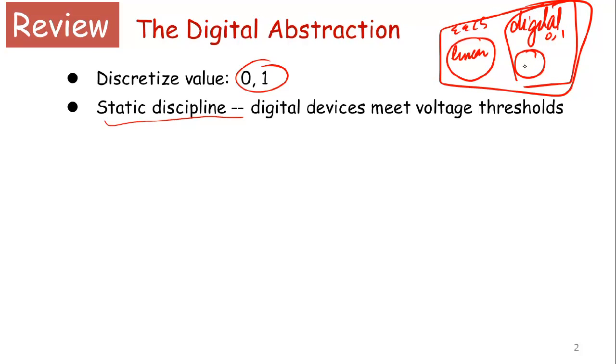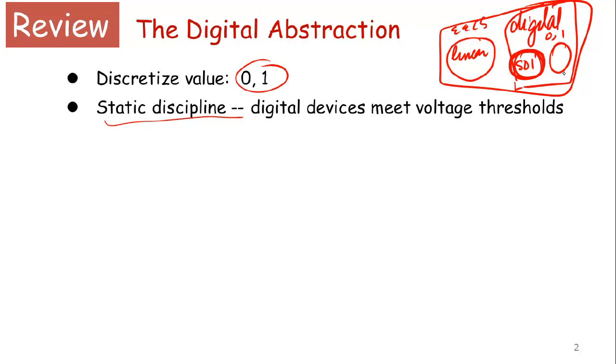Now, within digital land, we can have sets of devices that follow a static discipline. So if a set of devices follow static discipline 1, then you could think of all of those devices as being present inside this region of the playground within our digital domain. And as long as all the devices within this group followed a common set of voltage thresholds, then they would all be able to talk to each other.